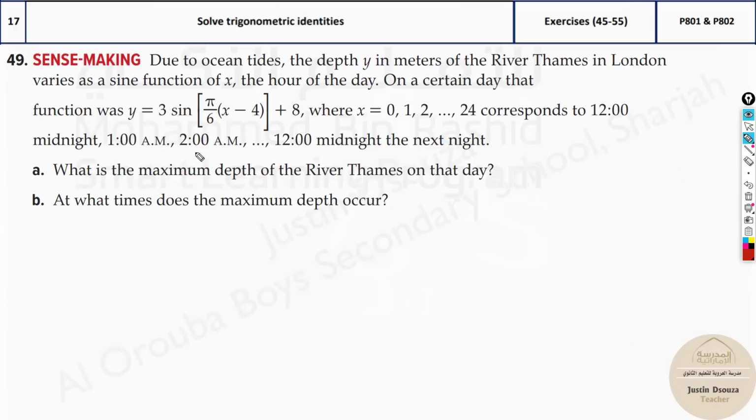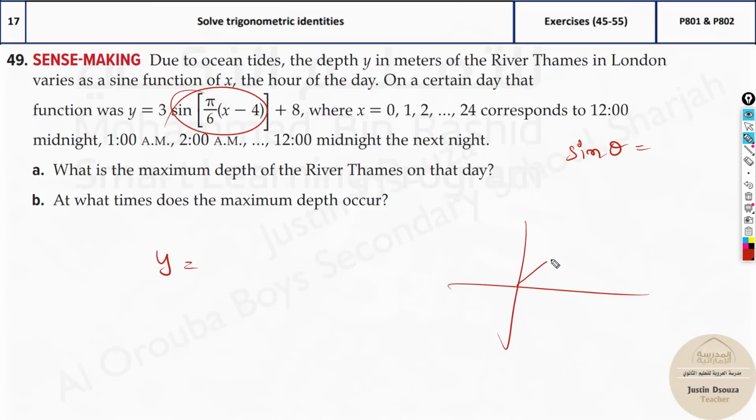Okay, this is interesting. Now, since it's a sine function, we need to see when it is maximum. Y can be maximum when the sine function is maximum, right? They want to find the maximum depth of the river, and it's varying based on the sine function. When is the sine function maximum? When is sine theta equal to its maximum? What is the value of maximum sine?